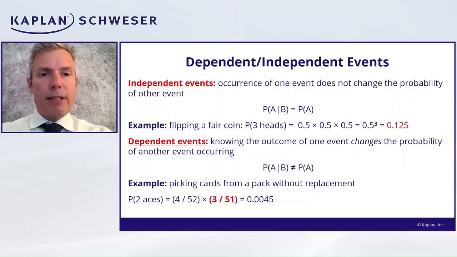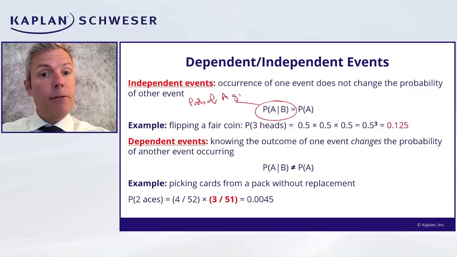In stats, what we tend to do is write P(A|B) to represent the probability of A happening given we know B has happened.